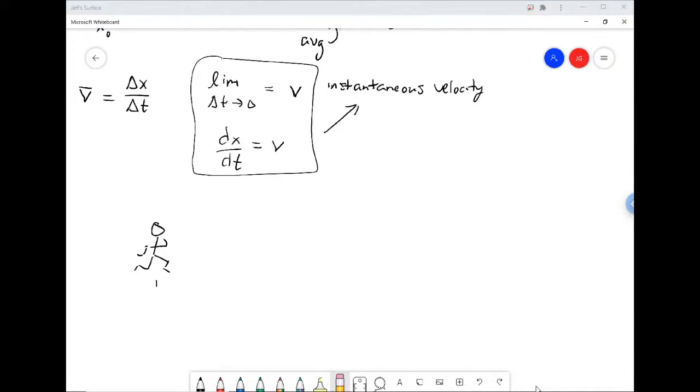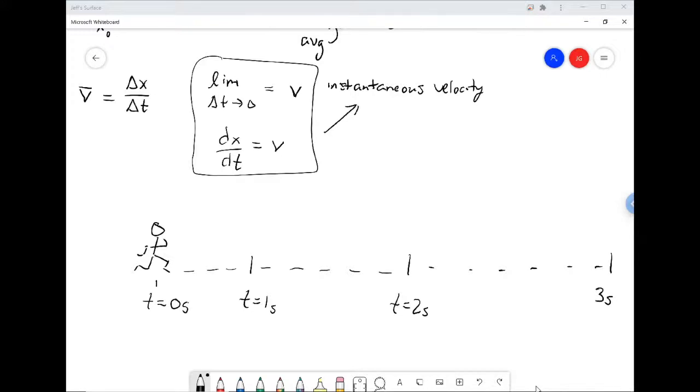I really apologize for this. I gotta do something about this pen. Maybe if I just slow down a little. And then sometime later, 1 second later, so t equals 1 second, this is where he is. And then after 2 seconds, this is where he is. And after 3 seconds, this is where he is.